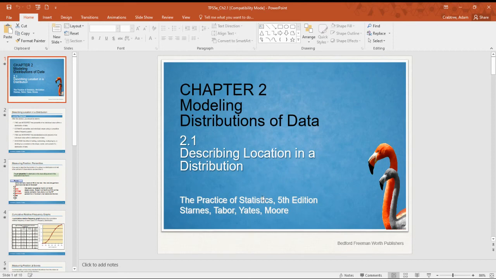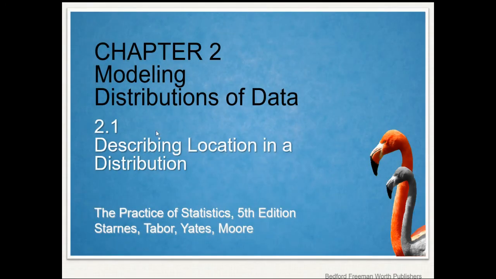All right, AP Stat students, today we're going to be looking at section 2.1. We're stepping off into chapter 2 now. Section 2.1 is describing location in a distribution, and chapter 2 is modeling distributions of data.